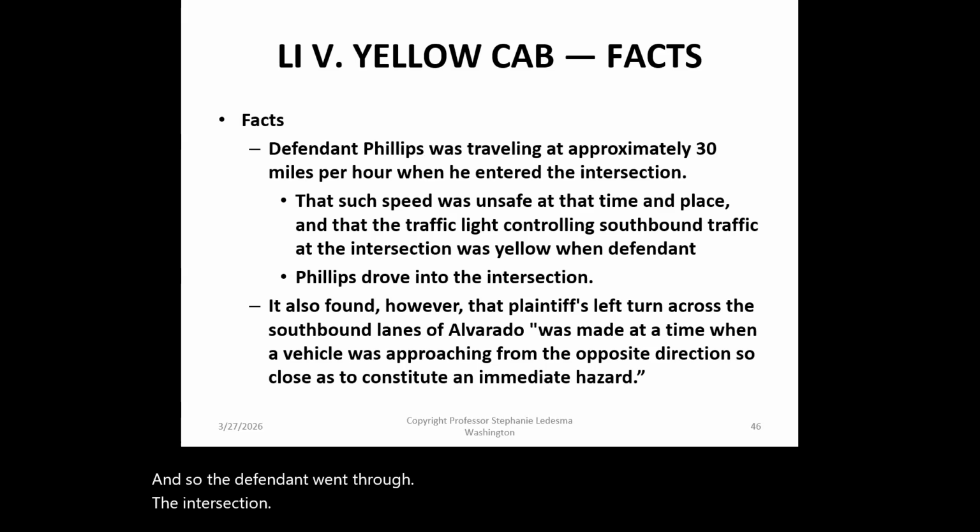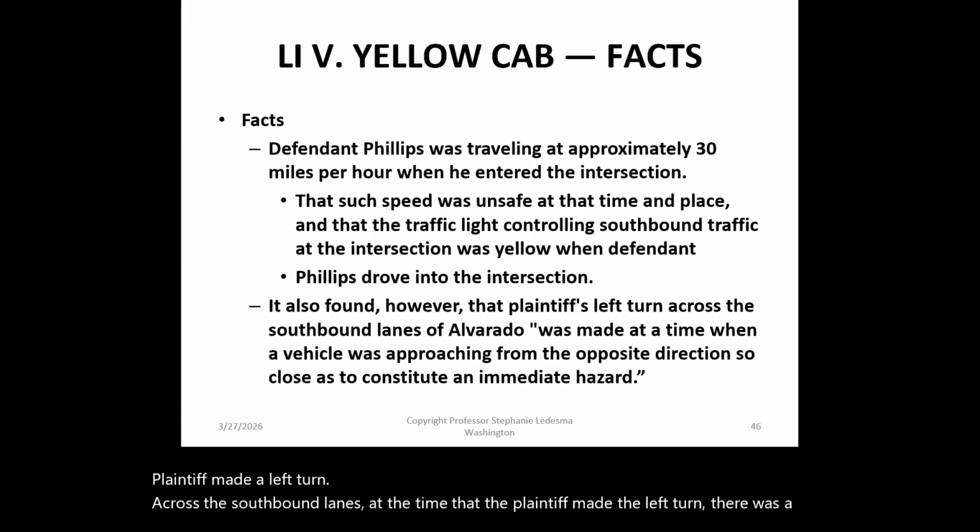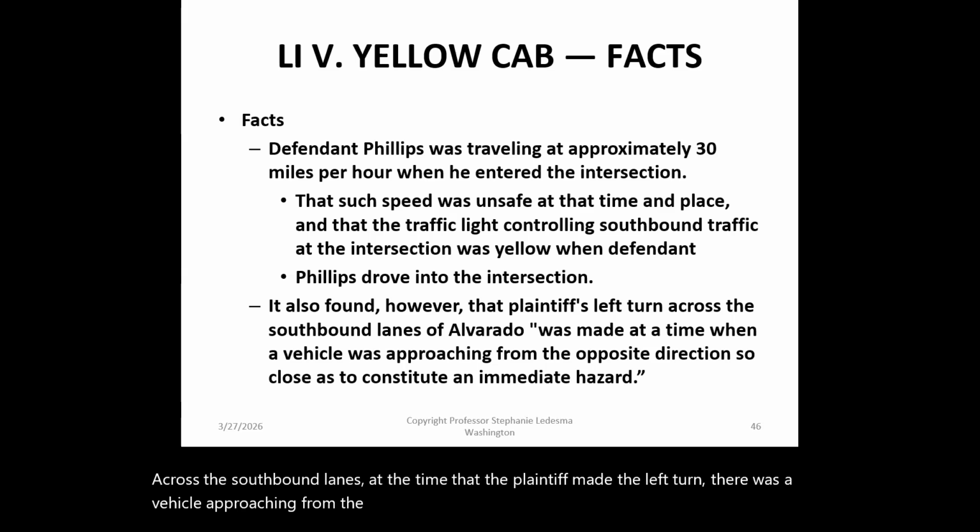The court also found that the plaintiff, however, made a left turn across the southbound lanes. At the time that the plaintiff made the left turn, there was a vehicle approaching from the opposite direction, right? That it was so close that we had the creation of an immediate hazard.